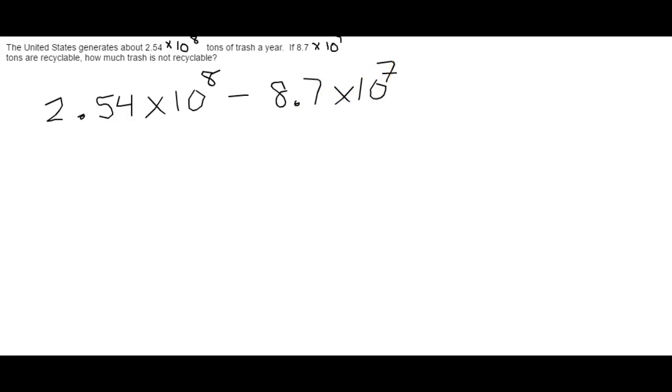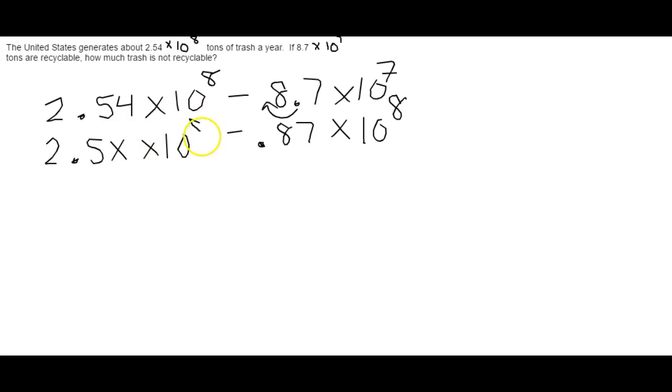Now with multiplication, it doesn't matter what the exponents are, but with subtraction, it does. These exponents have to match before we can actually do any sort of subtraction. It's always better to get the exponents to match to the bigger number. So we want to change this 8.7 times 10 to the 7th. We want to change this to an 8. So basically we want to add 1 to that exponent, which meant a movement to the left. This would be 0.87.